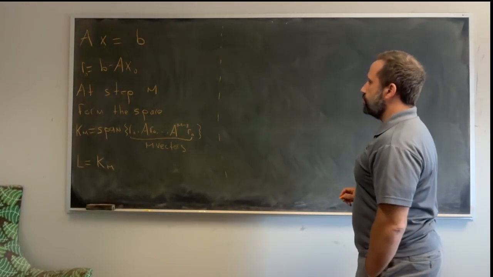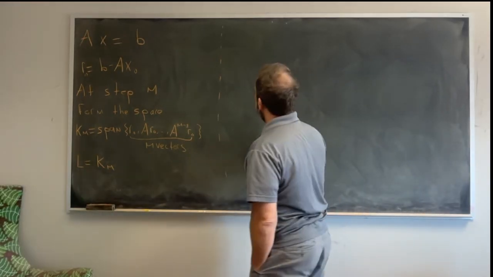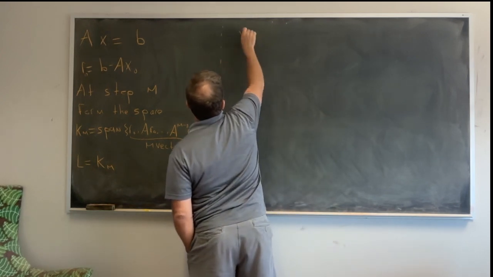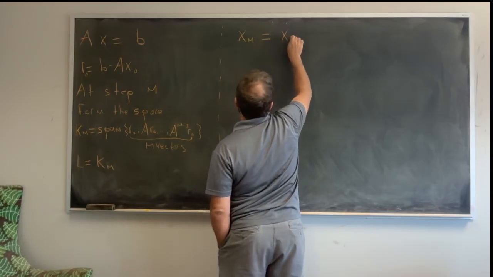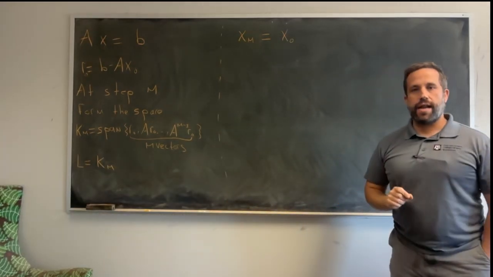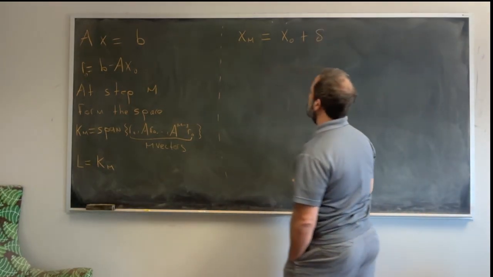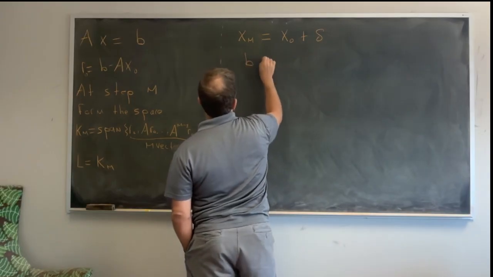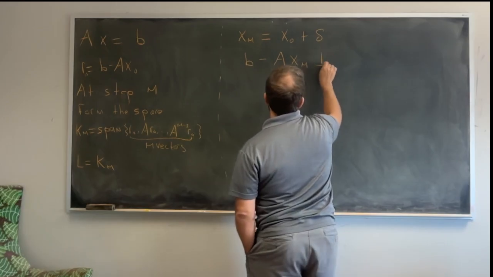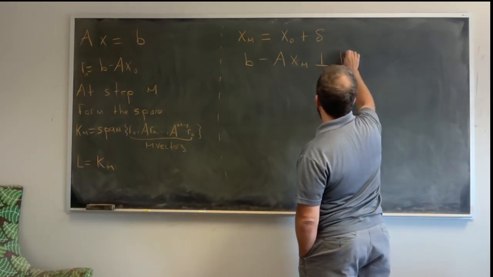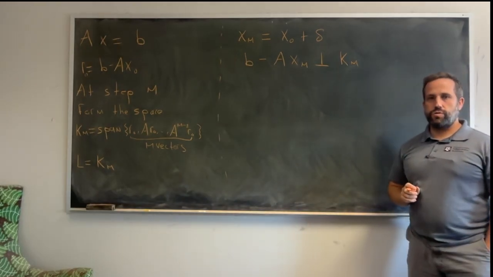So now that we have formed this subspace here, at each step we're going to form a new vector. We're going to call it xm, and it is going to be equal to x0, okay? Not x(m minus 1), it's going to be equal to x0 plus delta, and we want b minus Axm to be orthogonal to Km. We want b minus Axm to be orthogonal to Km.